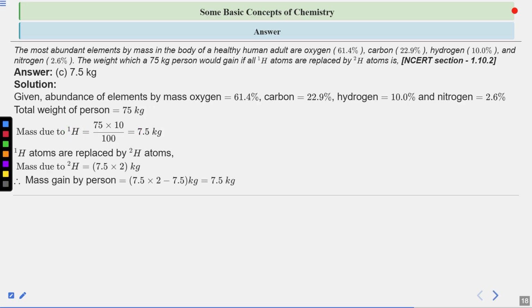And that will be equal to 7.5 into 2, which will give you 15. Now, this is the mass due to hydrogen 2 and this is the mass due to hydrogen 1. Thus subtract both of this to get it as 7.5 kgs. So this much amount is being increased in the human's body if we replace every protium with the deuterium.